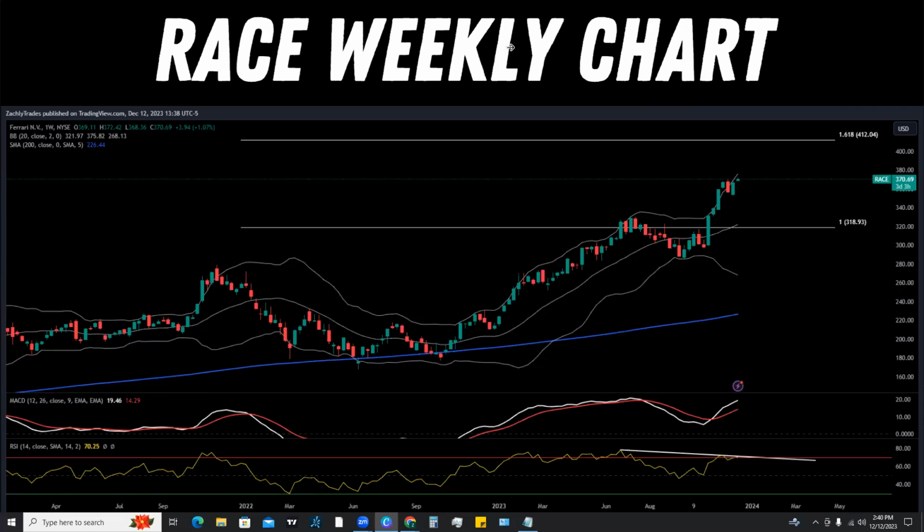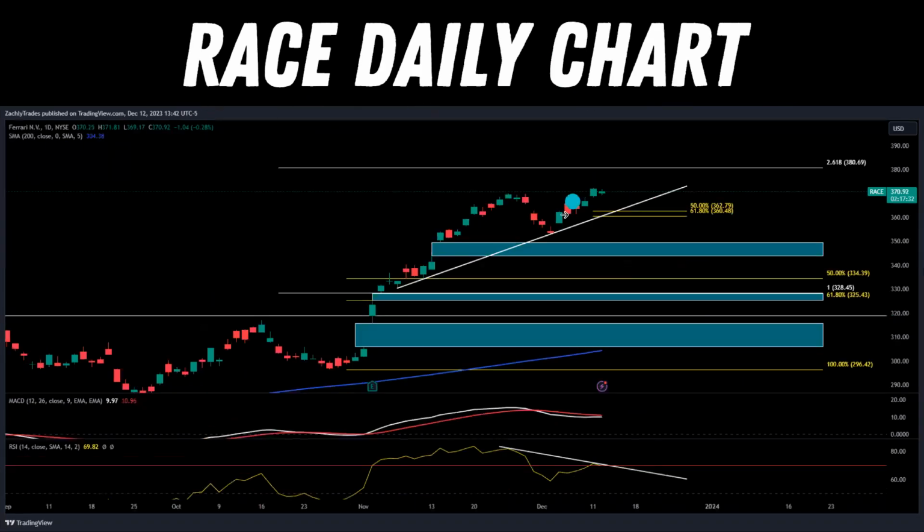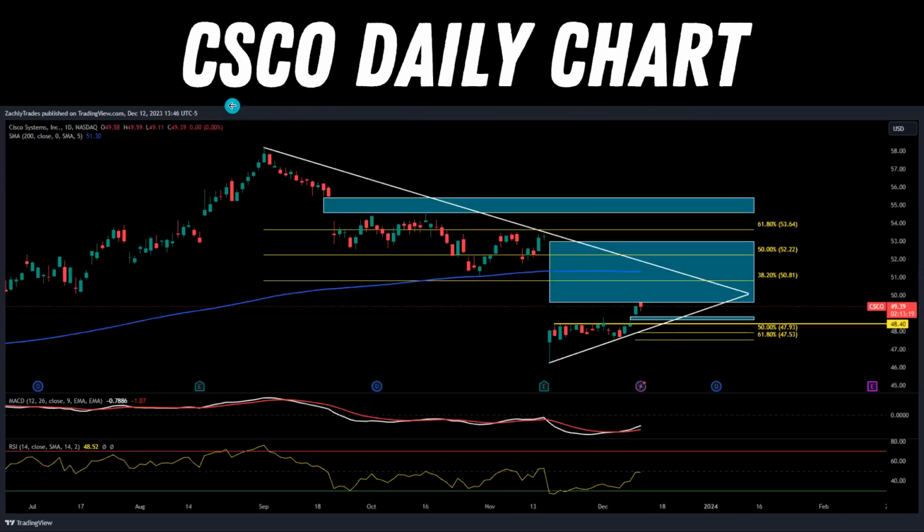Coming at you guys with some requests from the Discord. We have RACE right here, so good old Ferrari. We'll break down the weekly time frame and then zoom in a little bit to a daily time frame so you guys can get a better idea. We're going to do the same thing with Cisco. Man, this thing has really just recovered after its recent drop on earnings. It's still lots of room potentially to the upside. So we're going to go over the upside potential as well as the support levels to the downside.